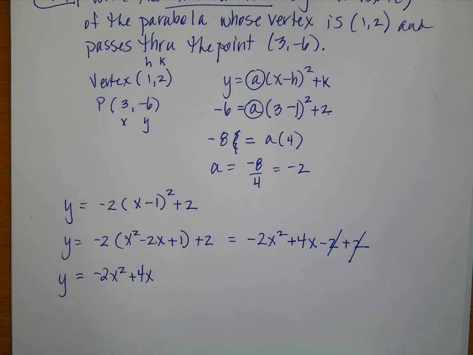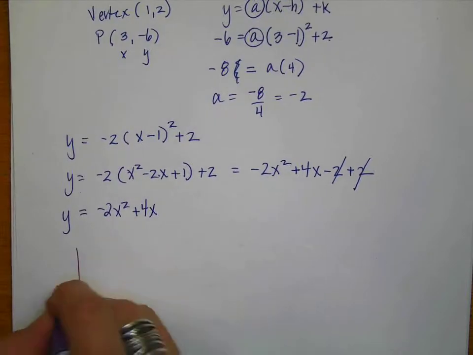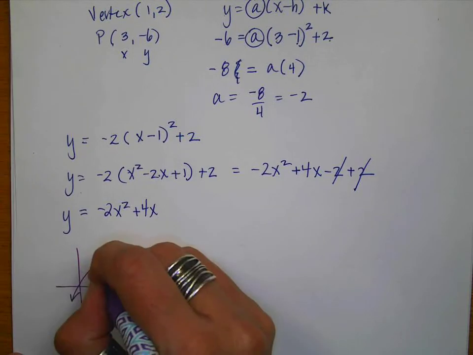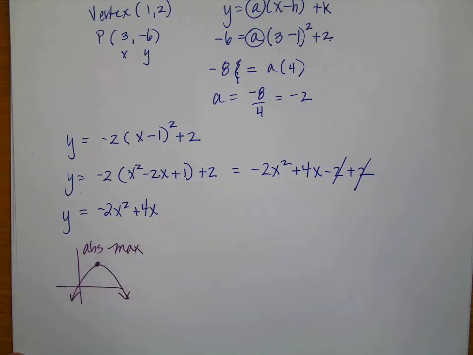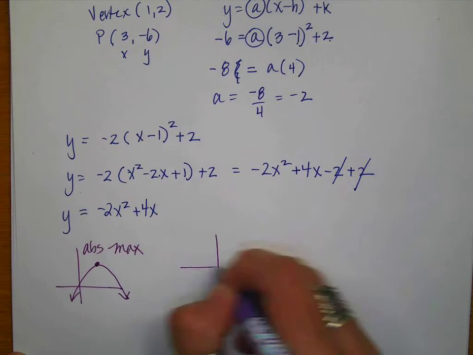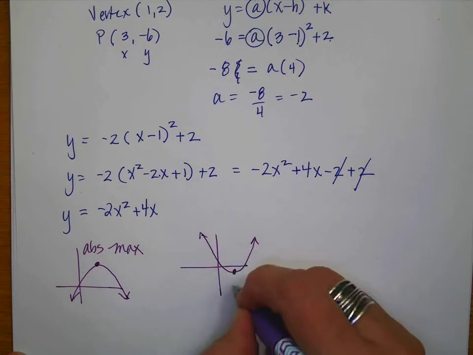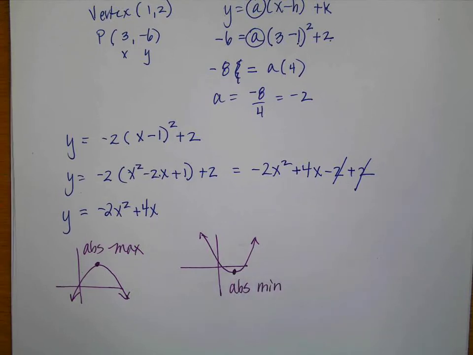Alrighty, I have one last example, but we're going to think about just our extrema of parabolas. If I have a quadratic function that's turned upside down, this is going to be the absolute maximum, right? Because that's the highest point on the graph. If I have a parabola that's pointing up, the vertex becomes the absolute minimum. Alrighty, so those are some things that we need to remember.